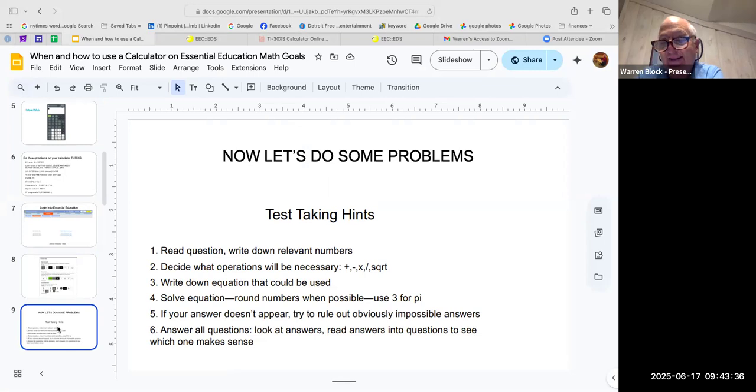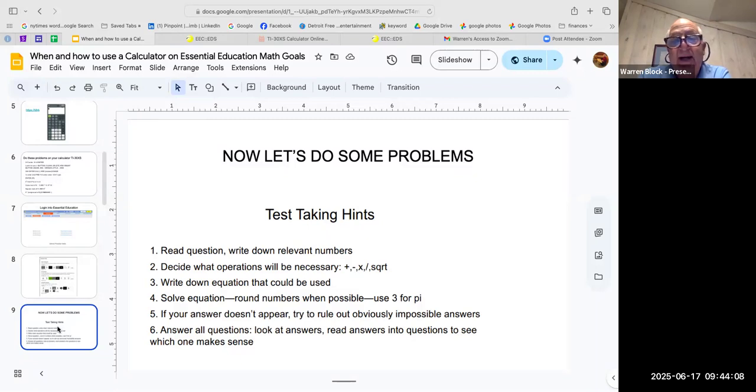I don't like to use the calculator on tests because it takes too long to find the right buttons, and I don't trust my fingers to find the right buttons. So whenever you're taking a test, just read the question, write down the relevant numbers you're going to use, decide what operations will be necessary, plus, minus, all those good things we've just gone over. Write down an equation that could be used on a separate piece of paper.